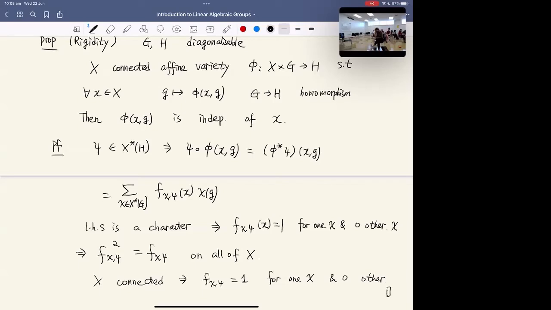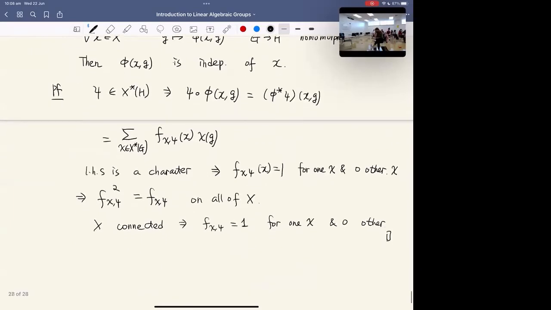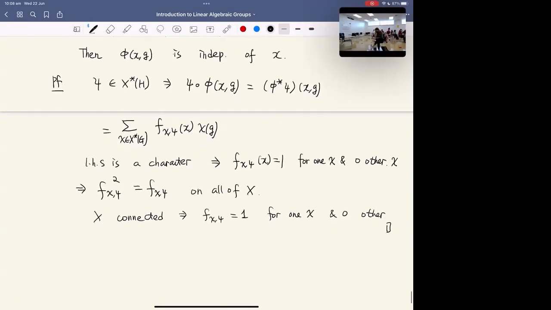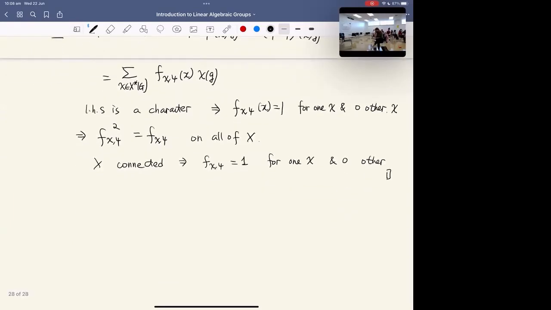I'll let you think through this proof again, maybe during a problem session, and also convince ourselves that connectedness is actually enough.